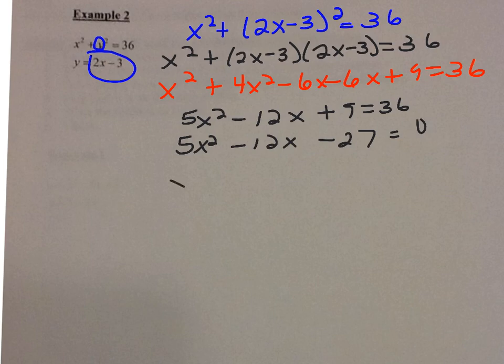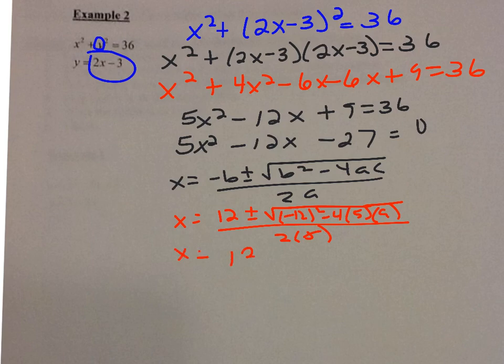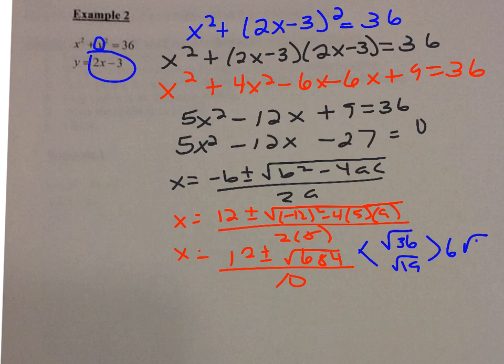So the quadratic formula, remember, is x equals negative b plus or minus the square root of b squared minus 4ac, all over 2a. Okay, so I get x is equal to 12 plus or minus the square root of negative 12 squared minus 4 times 5 times negative 27, over 2 times 5. Plug what's underneath the radical into the calculator, you get 684, over 10. And then we can simplify the square root of 684. So that comes out to be 36 times 19, so that's 6 times the square root of 19.